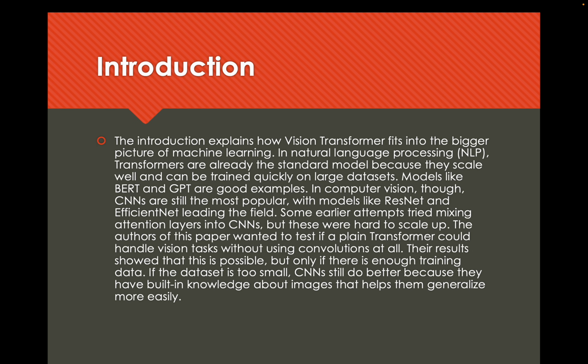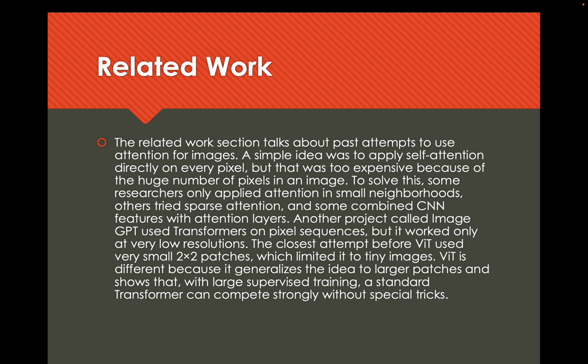Some earlier attempts tried mixing attention layers into CNNs, but these were hard to scale up. The authors of this paper wanted to test if a plain transformer could handle vision tasks without using convolutions at all. Their results showed that it is possible, but only if there is enough training data. If the data is too small, CNNs still do better because they have built-in knowledge about images that helps them generalize more easily.